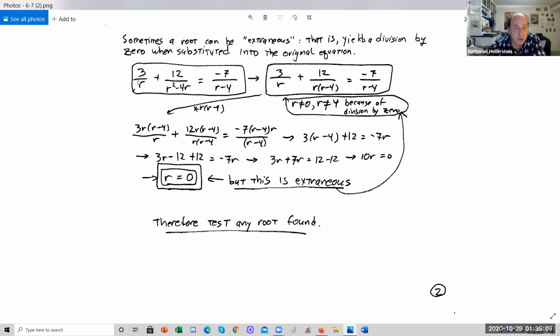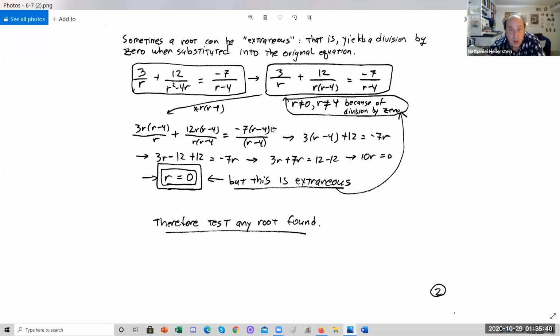Plug in r equals 0, and get 3 over 0 plus 12 over 0 equals negative 7 over negative 4. I'd be saying infinity plus infinity is negative 7/4. Well, in a sense, that's right. Infinity plus infinity is actually indeterminate, so it can equal anything. But still, that sits badly. So we say that the solution r equals 0 is what's called extraneous. So really, this doesn't have any solutions.